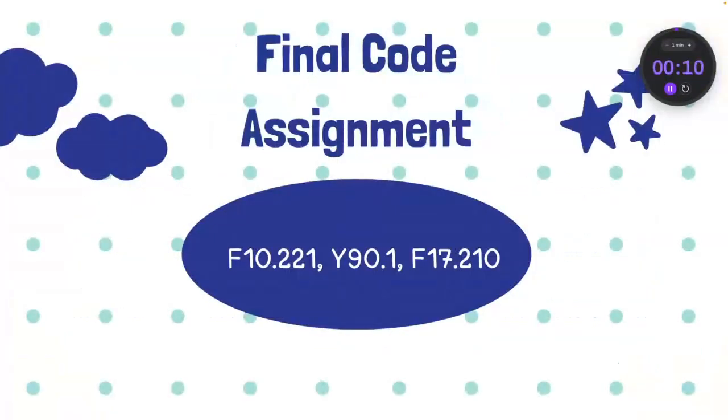So here are the codes. We have a code for the alcohol dependence, a code for the blood alcohol level. And if you didn't pick that up, you didn't do that rule I told you about.